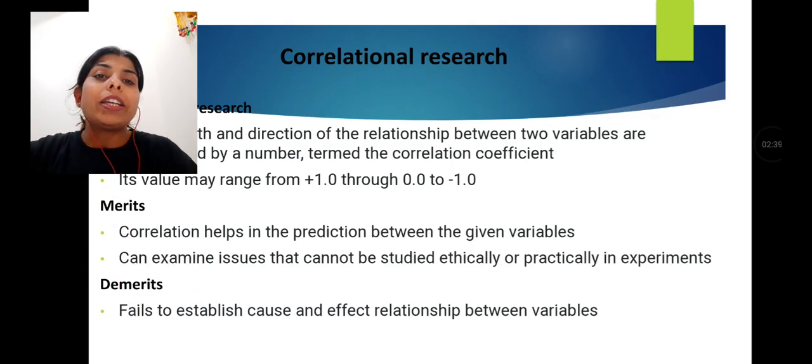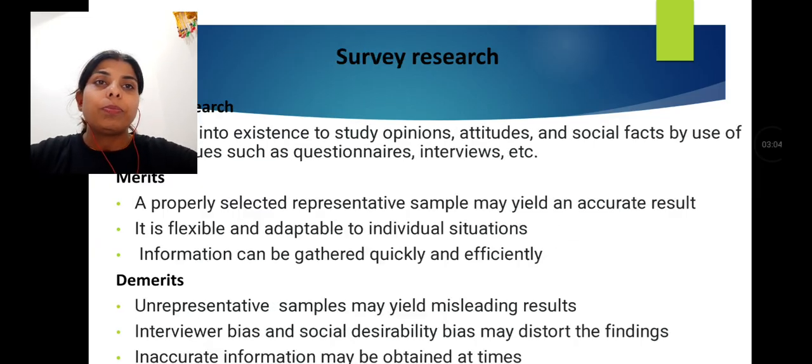There are some merits and demerits. Correlation helps in prediction between the given variables, and can examine issues that cannot be studied ethically or practically in an experiment. Demerit: it fails to establish a cause and effect relationship between variables. So this is the correlation method. I hope you understand well.